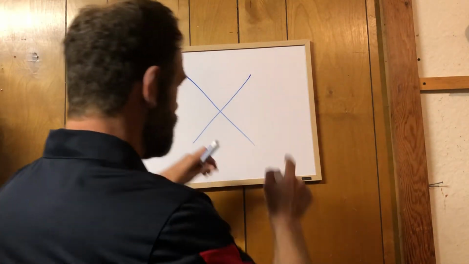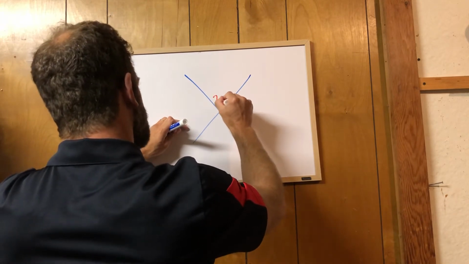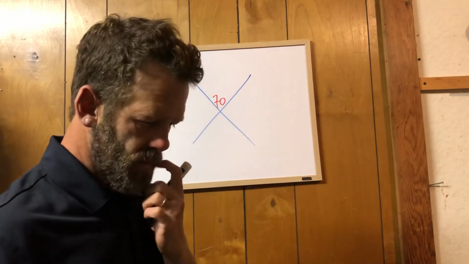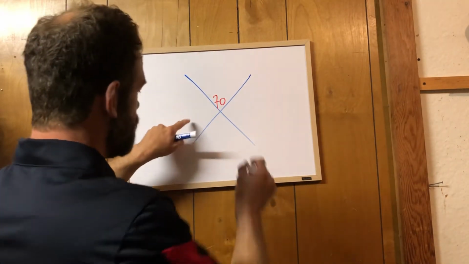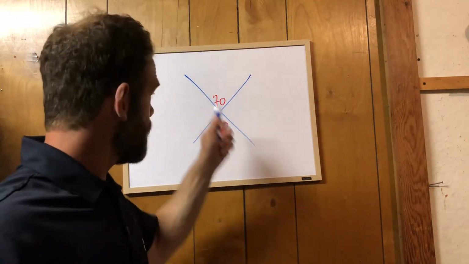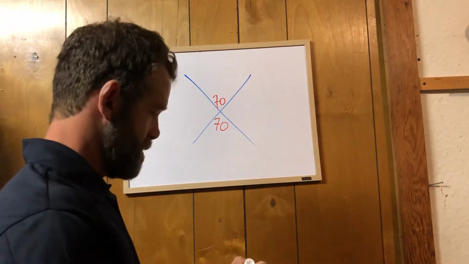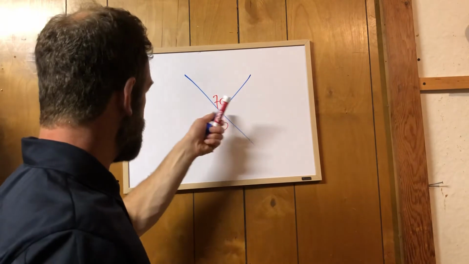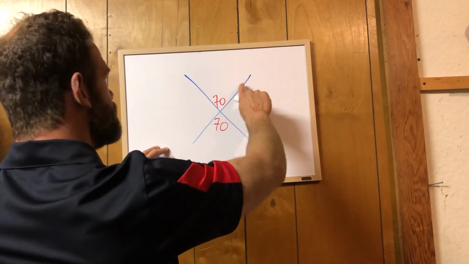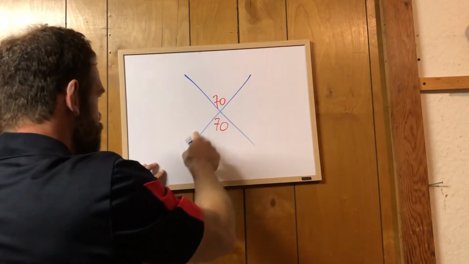All right, so look. Let's say this is 70 degrees. It says fill in the rest of the information. If this is 70 degrees, this is also 70 degrees. Why? Because vertical angles are, boom, congruent. Now we can find this angle and this angle. Well, look, what is this angle and this angle right here?